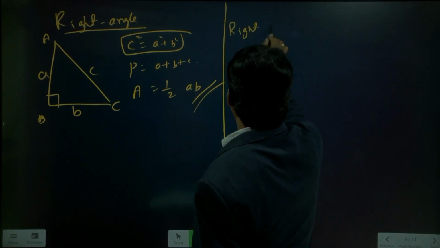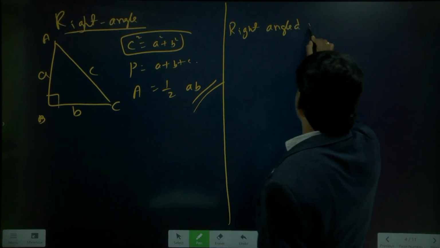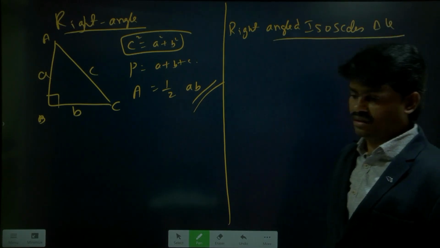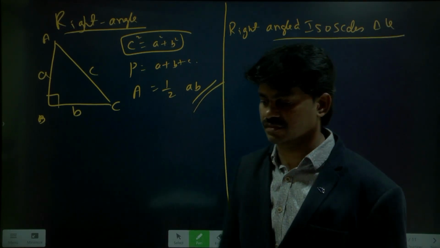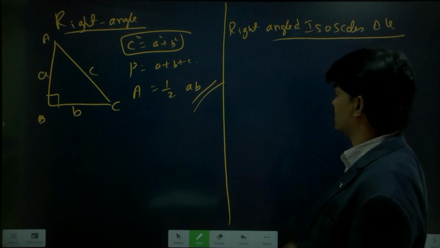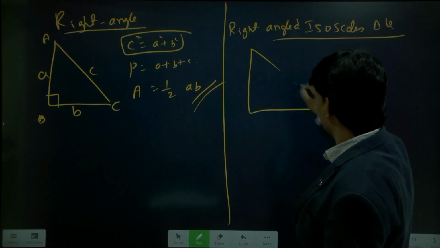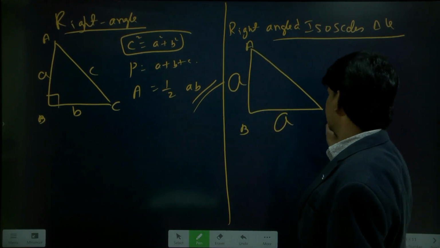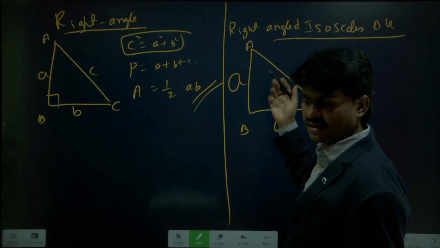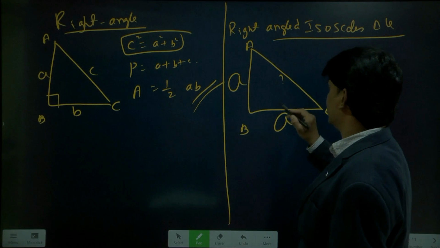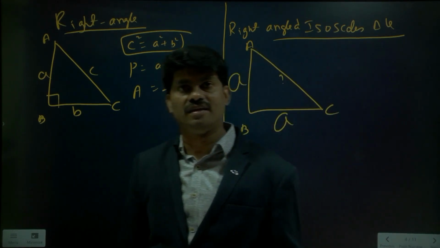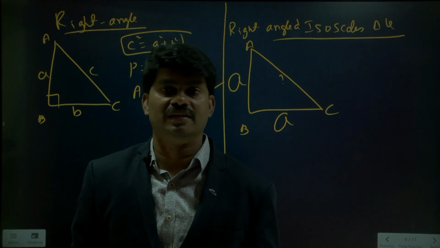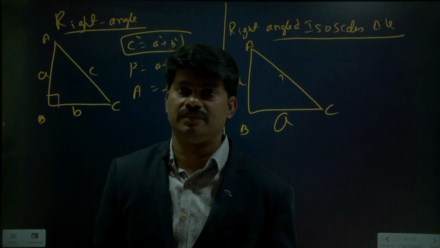Right angle isosceles triangle. It will be like this. Just check it out. These two sides are equal, and the slant height, you can take anything, it's up to you. Of course, we will find it now. So right angle isosceles triangle: two sides are equal and one angle is 90 degrees.